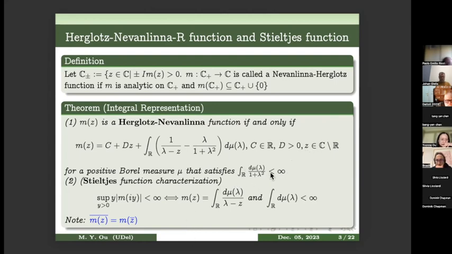So you have to be weighted by 1 plus lambda square.